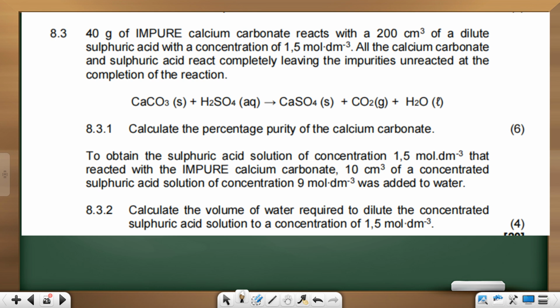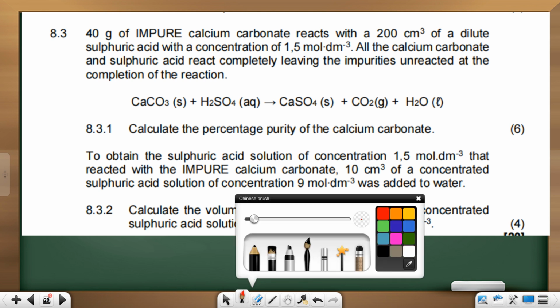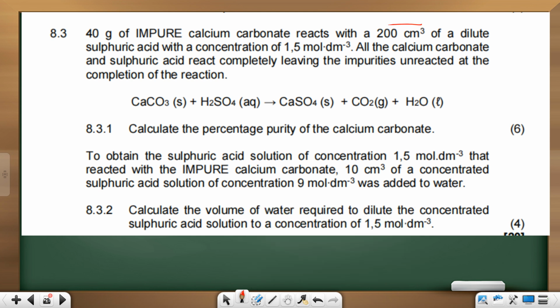40 grams of impure calcium carbonate reacts with 200 cubic centimeter. There's a problem there. Please, we stop reading. What is that? Divide by 1000, 0.2 cubic decimeter. Of dilute sulfuric acid with a concentration of 1.5 moles per dm³. Can you see dm? All the calcium and sulfuric acid react completely, leaving the impurities behind. I did mention impurities don't react.